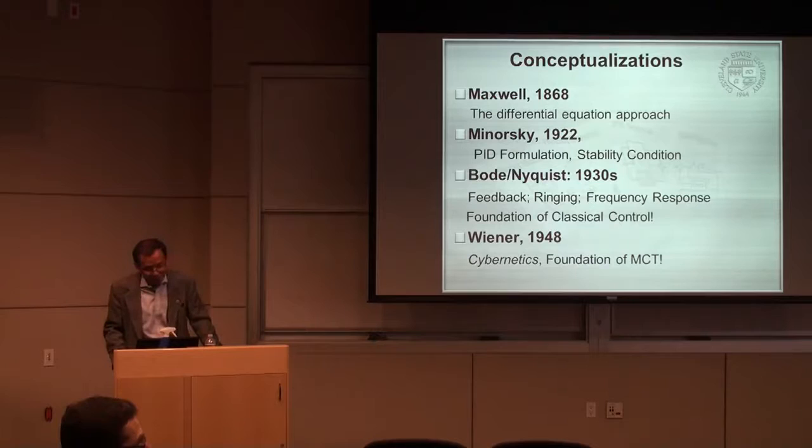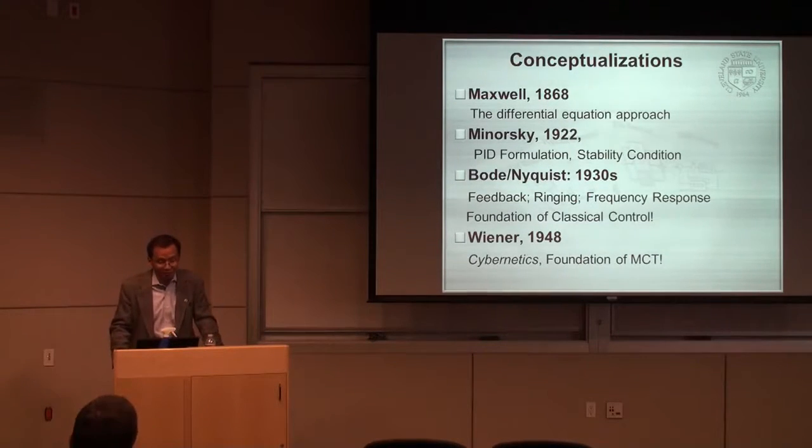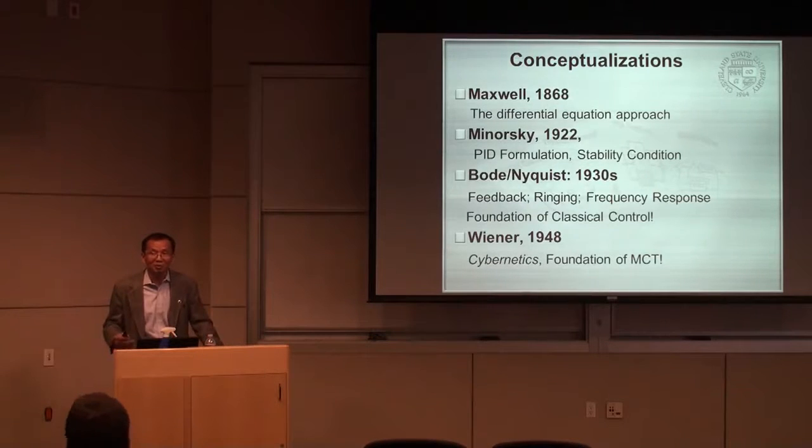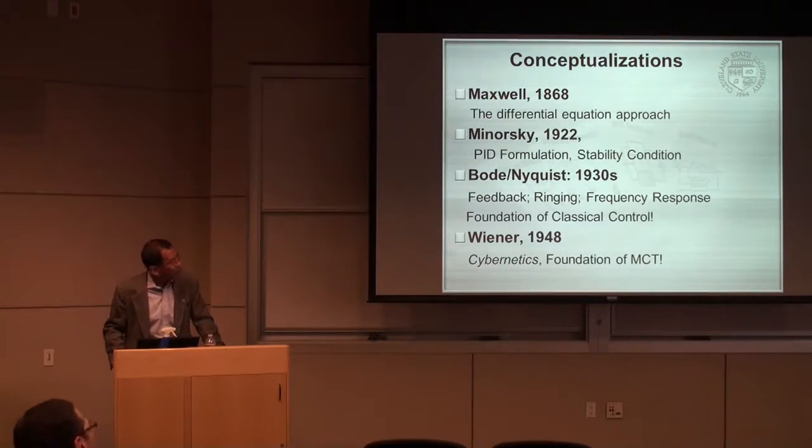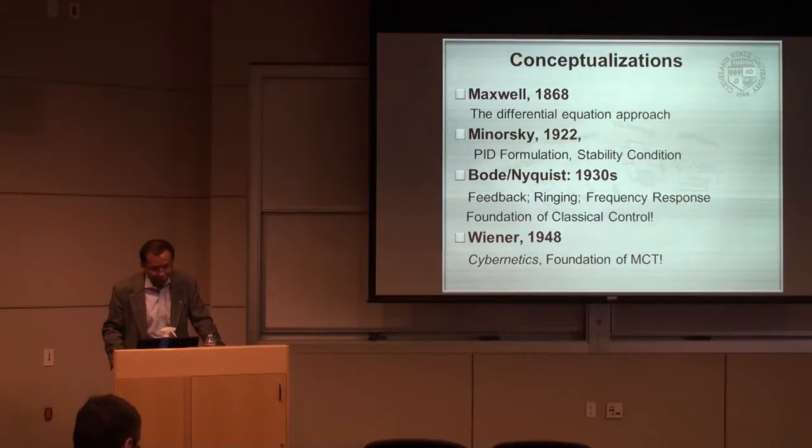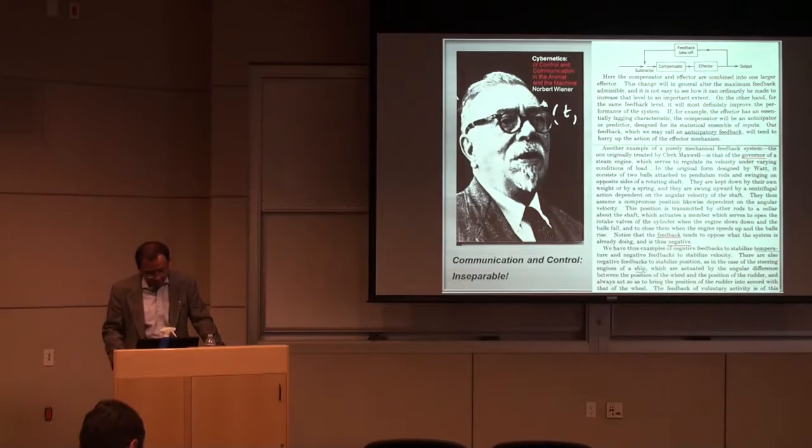But the greatest work happens in the 1930s when Bode and Nyquist conceptualized the feedback amplifier invention, and that I think was what finally got him over the hump in terms of getting the invention approved. And then we come to 1948 with a Nobel winner. He wrote a book on cybernetics, and that provided the foundation or beginning of modern control theory. So this is a very brief list of the efforts to conceptualize these inventions.